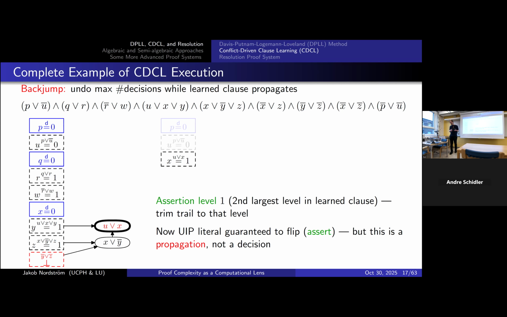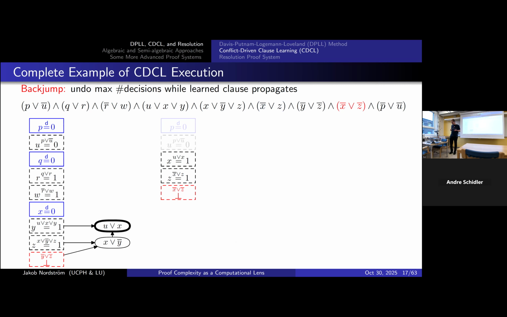We just propagate for as long as there are propagations. Now not X or Z propagates, but that made not X or not Z unhappy. So now we have a new conflict. Now the conflict analysis is very simple. We see that we'll just learn that X has to be false. So by now the SAT solver has realized that in any satisfying assignment, X has to be false. And this is unconditionally true.